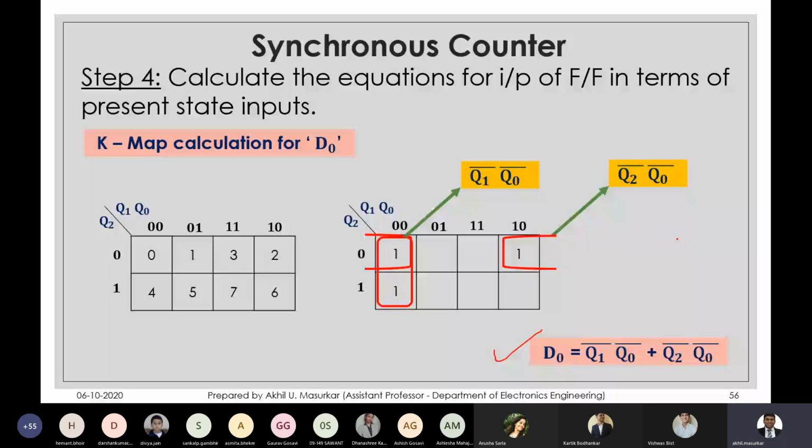So that is why many times JK flip-flops are preferred over D flip-flops for reducing the hardware, but the design complexity is slightly more with JK. D is simple. Whatever is in Q2 plus, Q1 plus, and Q0 plus, exactly the same thing you can copy in the D2, D1, and D0 transition table. Otherwise, we have to calculate J2, K2, J1, K1, and J0, K0 from the transition tables.